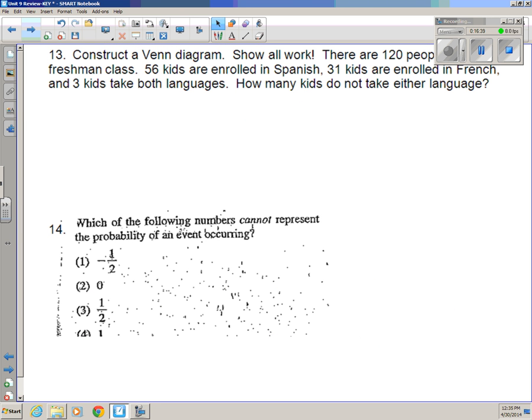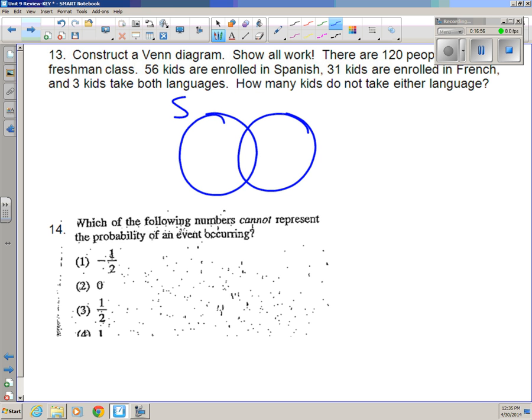Construct a Venn diagram, show all your work. There are 122 people in the freshman class, 56 are in Spanish, 31 are in French, and 3 take both languages. How many don't take either? So I've got a circle that's going to represent Spanish. I've got a circle that's going to represent French. You could put a rectangle around everything if you want. I might as well do that.